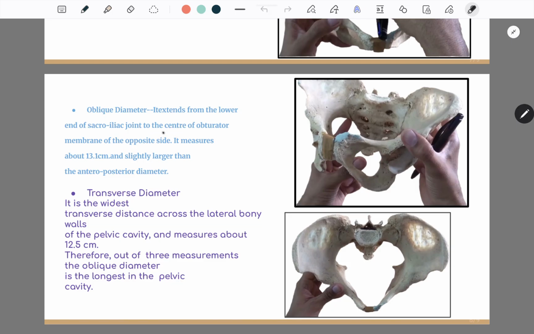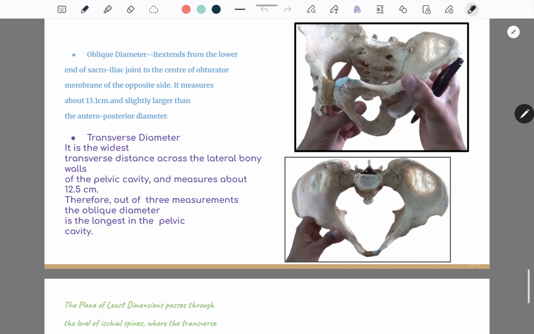Two, the center of the obturator membrane. This is the obturator foramen. Here there will be a membrane. This center point, and here the lower margin of the joint. You must join both. This is the oblique diameter.